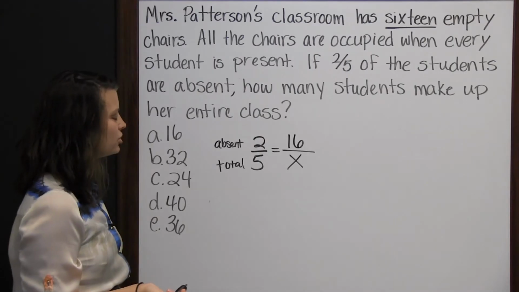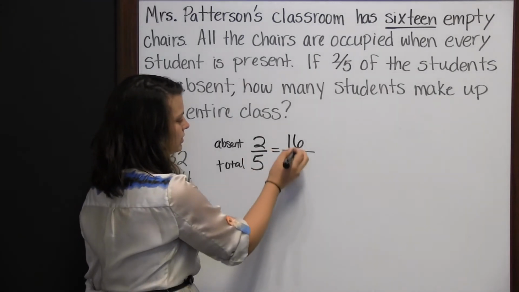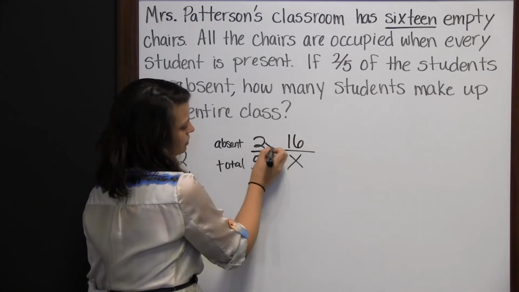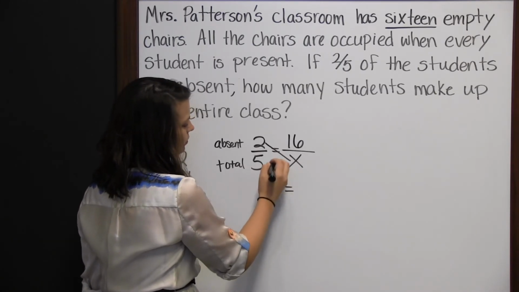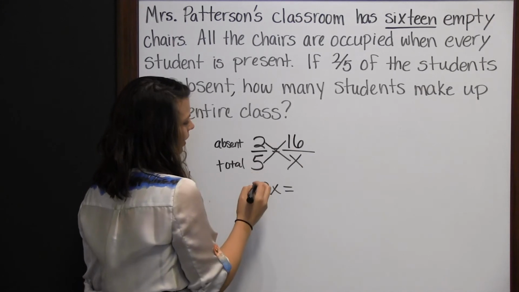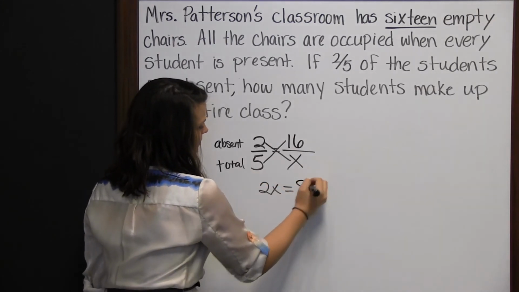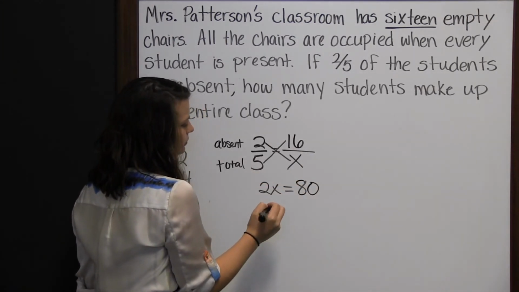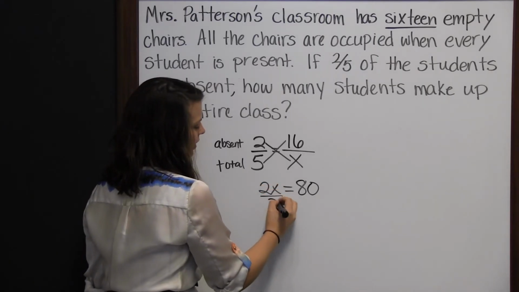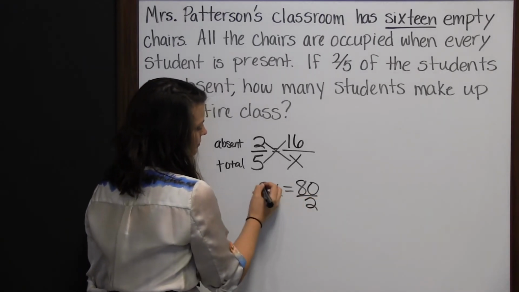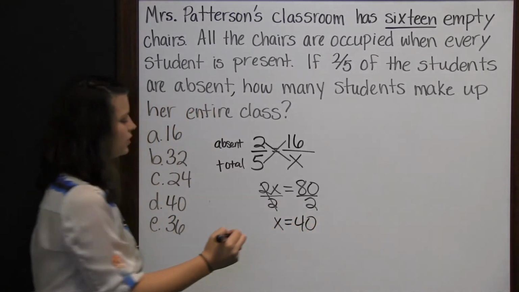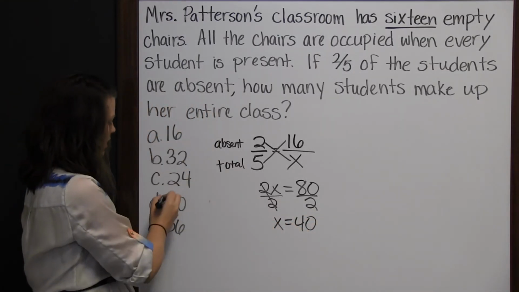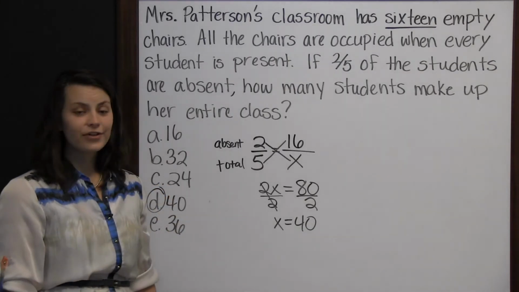And to solve a proportion, we simply need to cross multiply. 2 times x is 2x, and that equals 16 times 5, which is 80. And then we solve for x by dividing both sides by 2. And x equals 40. So that means there are 40 students in her entire class.